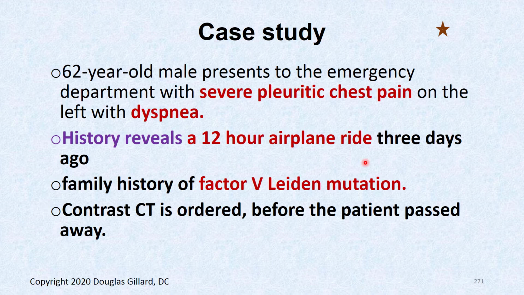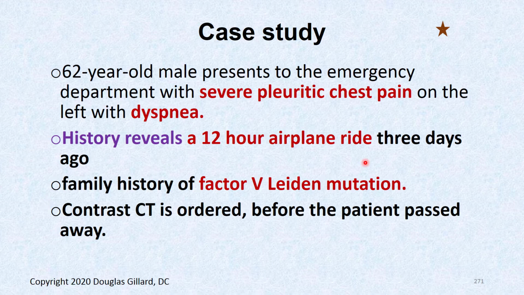A 62-year-old came to the emergency department with severe pleuritic chest pain. They had to put him on morphine. And dyspnea, he couldn't breathe. So they got a history out of him. He had just gotten back from a long plane ride, 12 hours, from Australia or somewhere, 3 days ago, and he also had a history of factor V Leiden that he remembered.